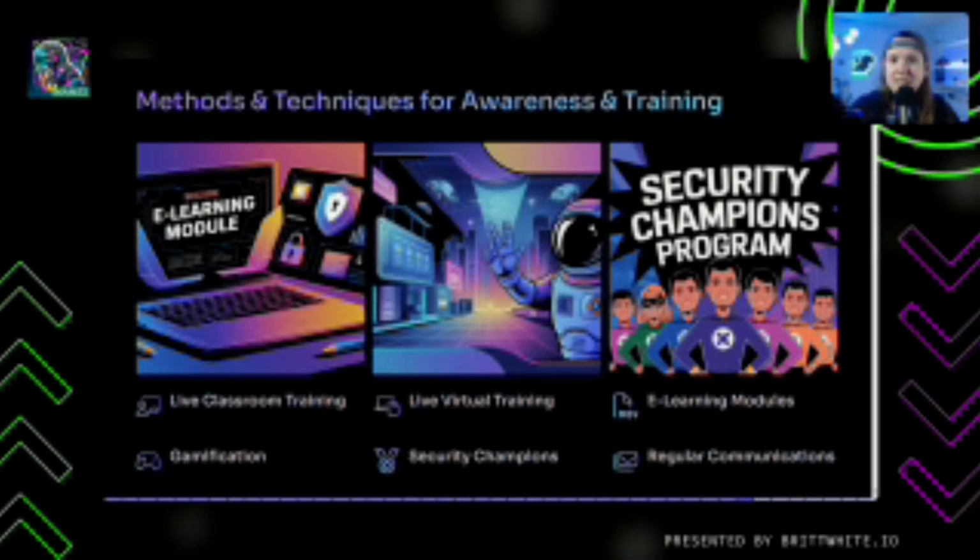Security champions, these are your boots on the ground. Find those enthusiastic employees in each department who can be your security advocates. They'll help spread the message and keep security top of mind.